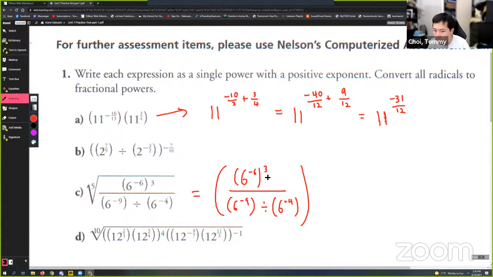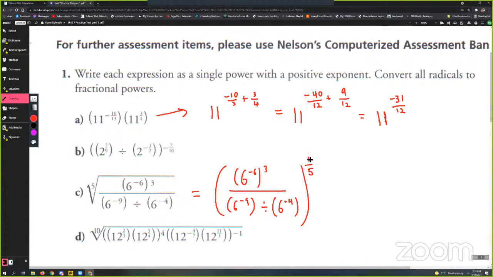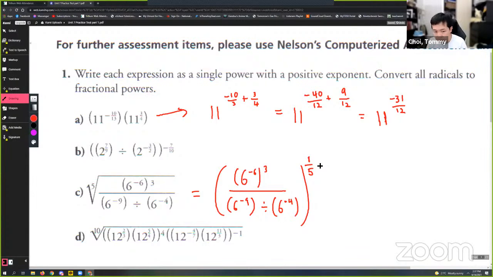And what's the exponent? If it's the fifth root, what's the exponent that we change it to? 1 over 5. So make sure, like, square root is 1/2, cube root 1/3, fourth root 1/4. So fifth root is going to be 1/5, so 1 over 5.